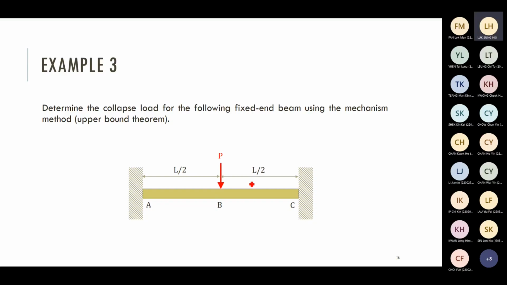So after comparing lower bound and upper bound theorem, you can see that upper bound theorem is much more straightforward as compared with lower bound theorem. Let us apply upper bound theorem again for this fixed end beam scenario. We have a fixed end beam, both ends are fixed. We apply upper bound theorem to solve the problem. Here you don't need to use lower bound.